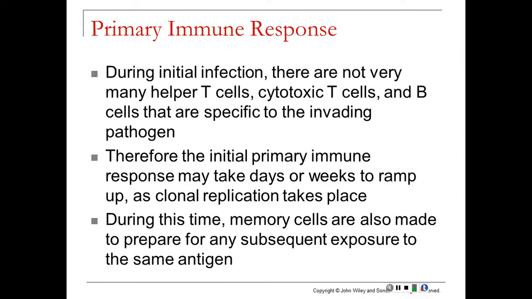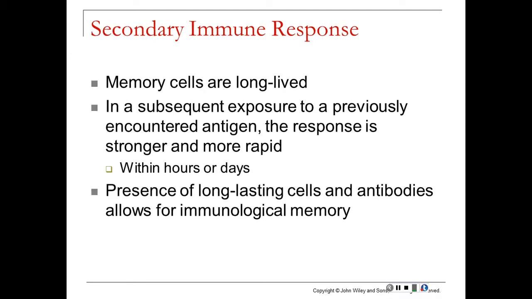Let's talk about that primary immune response. During the initial infection, there are not very many helper T cells, cytotoxic T cells, and B cells for that specific invading pathogen. So this is your body's chance to build up memory, and that's why clonal replication takes place. During this time, special memory cells are made to prepare for another exposure to the same antigen.